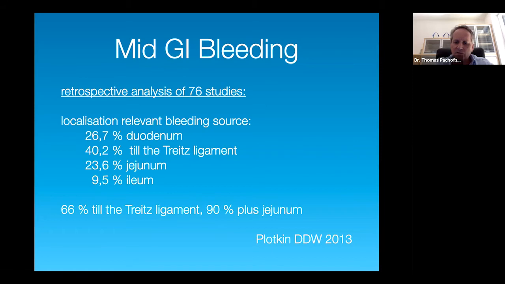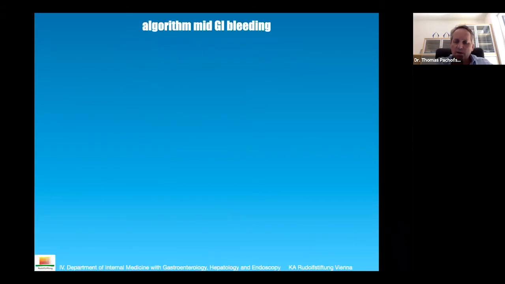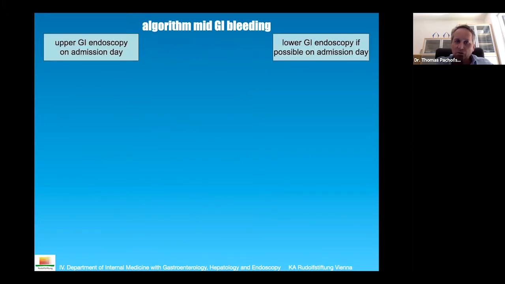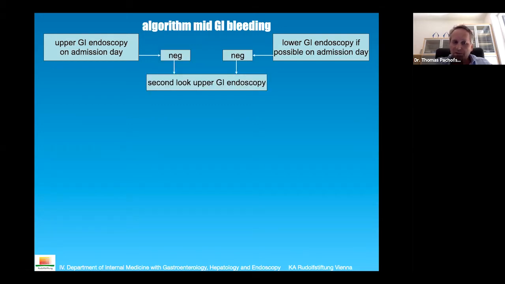And on the next slide, I will show you the algorithm, how we go on with the mid-GI bleeding. We try to do upper GI endoscopy on the admission day, lower GI endoscopy if necessary. Also, if we can't find anything at the upper GI endoscopy, we change to another longer endoscope to go as far as possible into the small bowel. If this is negative, here you have the second look upper GI endoscopy, but it's most of the times at the same time. And then we go on with the capsule endoscopy.